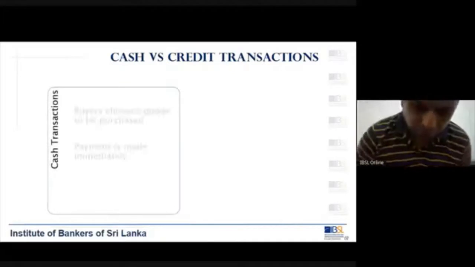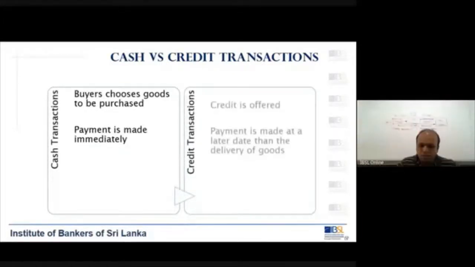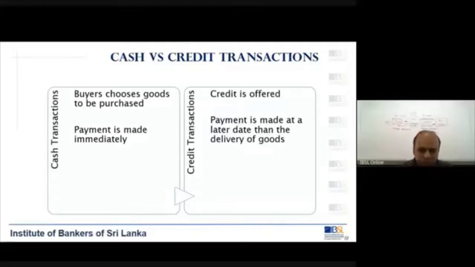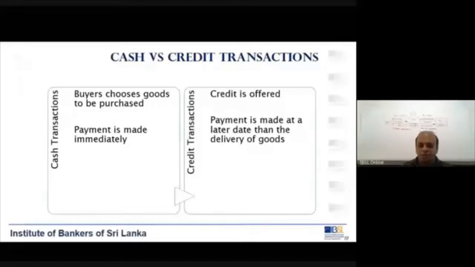So as I told you, the cash versus credit transaction: in a cash transaction, the buyer chooses goods to be purchased and the payment is made immediately. In the case of a credit transaction, you offer credit. Credit is where you say pay within 60 days, pay within 90 days, pay within 30 days, whatever. So you are offering credit to the customer, and the payment is made at a later date than the delivery of the goods. As I told you in this example, ABC company will take the goods and go today, but they will pay later.